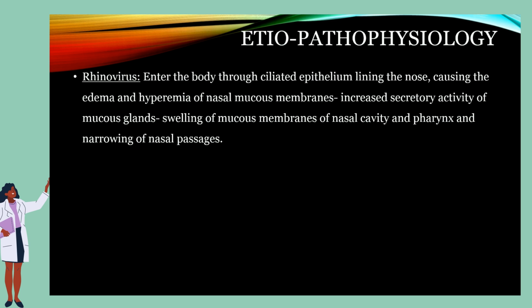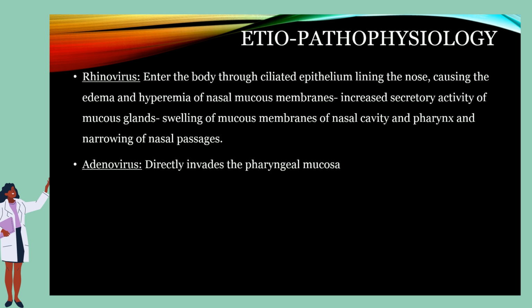Therefore we can see a lot of mucus, a lot of sputum coming through the nose or the cough, which will cause swelling of the mucous membranes. Obviously when there is increased secretory activity of the mucus glands, there will be swelling of the mucous membranes of the nasal cavity and also the pharynx, and therefore narrowing of the nasal passages occurs. So this is what the rhinovirus does to the body.